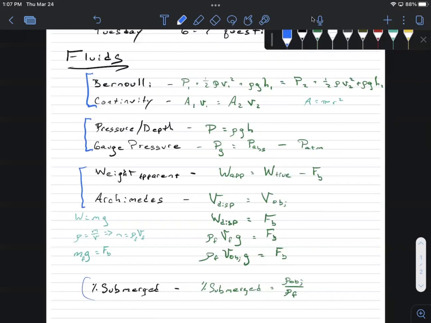Whereas something like Bernoulli is kind of a complicated thing because you have the main equation of Bernoulli and then a secondary equation, continuity, you also have to work on at the same time. And so that type of question takes a little more time. But anyway, those are the topics. That's what you can expect to see on the test.